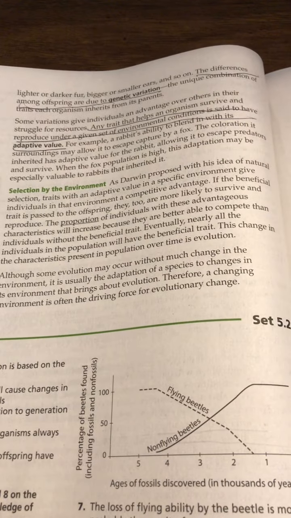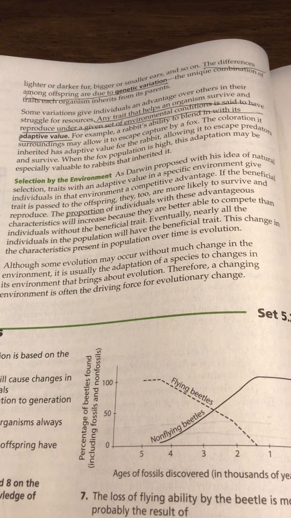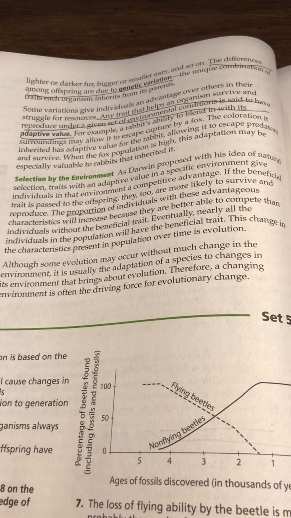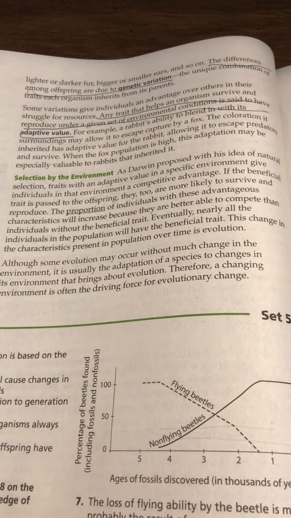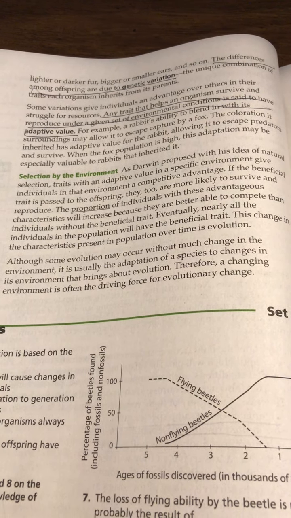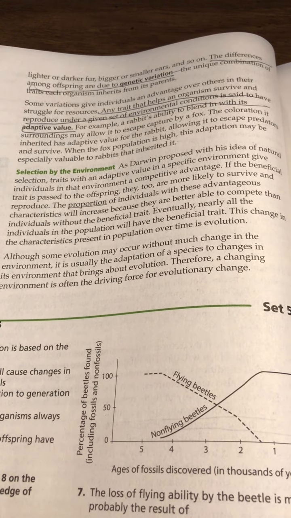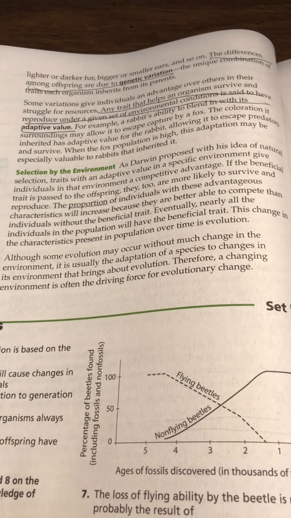For example, a rabbit's ability to blend in with its surroundings may allow it to escape capture by a fox. The coloration it inherited has adaptive value for the rabbit, allowing it to escape predators and survive. When the fox population is high, this adaptation may be especially valuable to rabbits that inherited it.